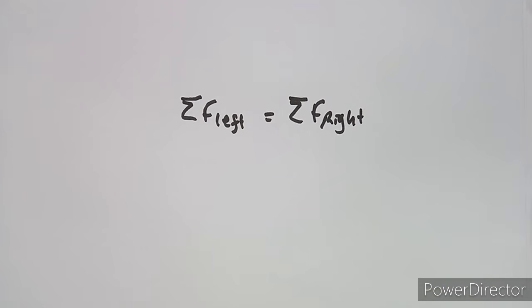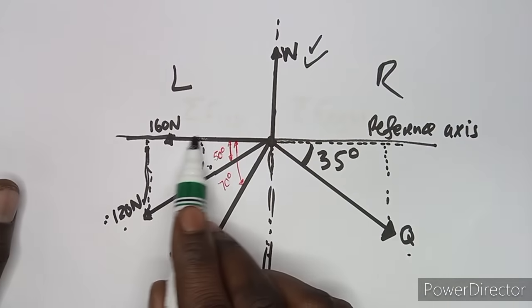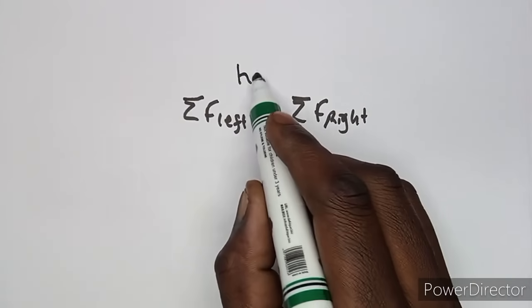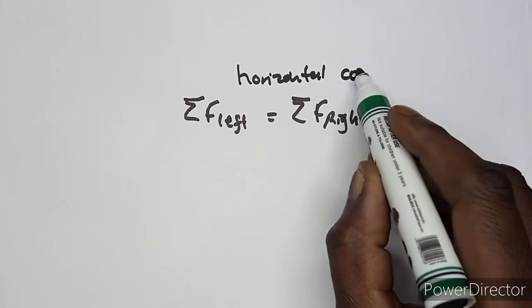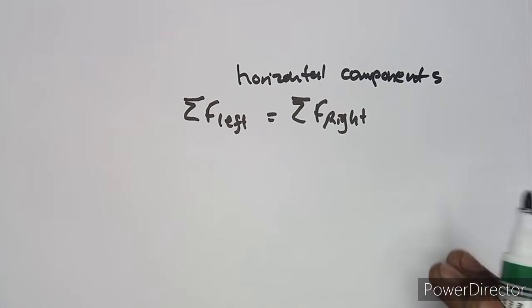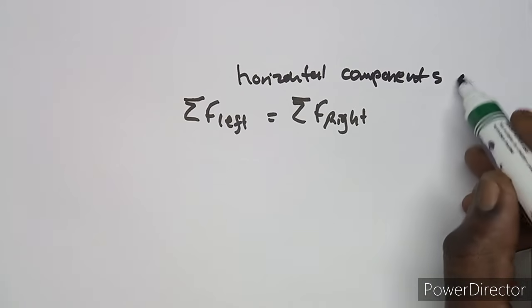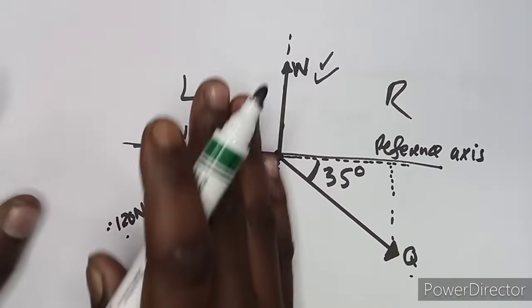So how are we going to take these forces? On the left side, what do we have? We are talking about this. This is actually a horizontal line, so these are horizontal components. If we now understand that these are horizontal components, it means we are going to work with cos theta this time. So let's take these ones on the left.